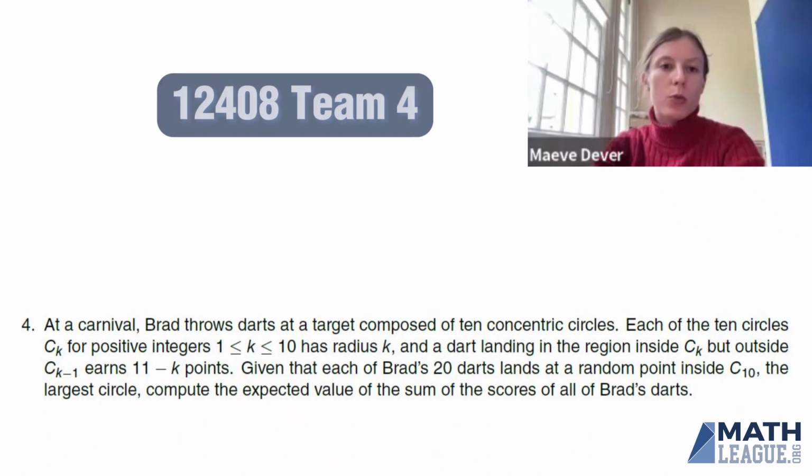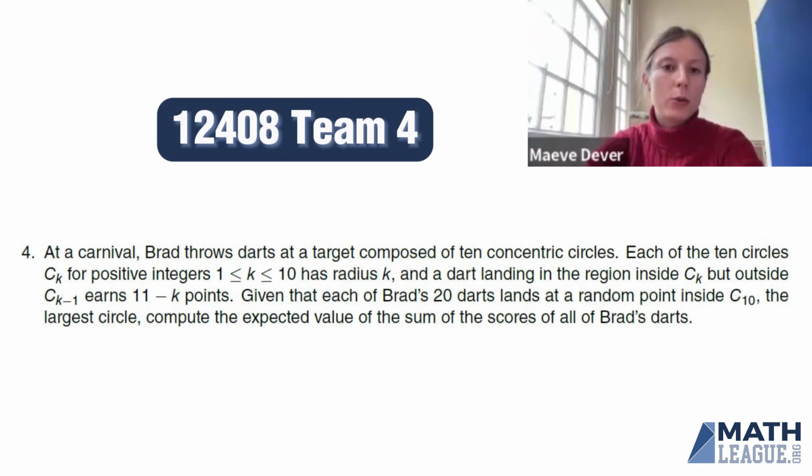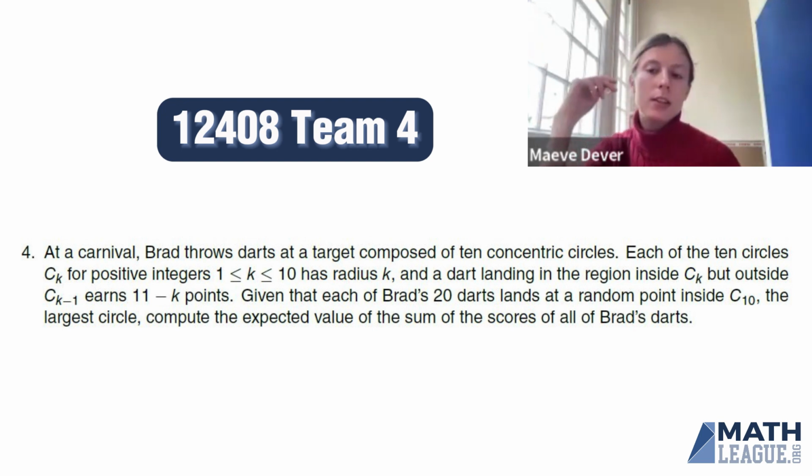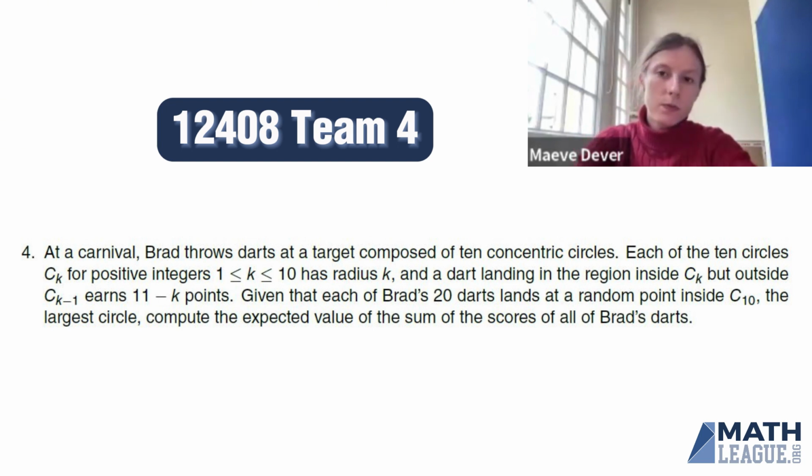And here's team round number 4. At a carnival, Brad throws darts at a target composed of 10 concentric circles. Each of the 10 circles C sub k, for positive integers k between 1 and 10, has radius k, and a dart landing in the region inside C sub k but outside C sub k minus 1 earns 11 minus k points. Given that each of Brad's 20 darts lands at a random point inside C sub 10, the largest circle, compute the expected value of the sum of the scores of all of Brad's darts.